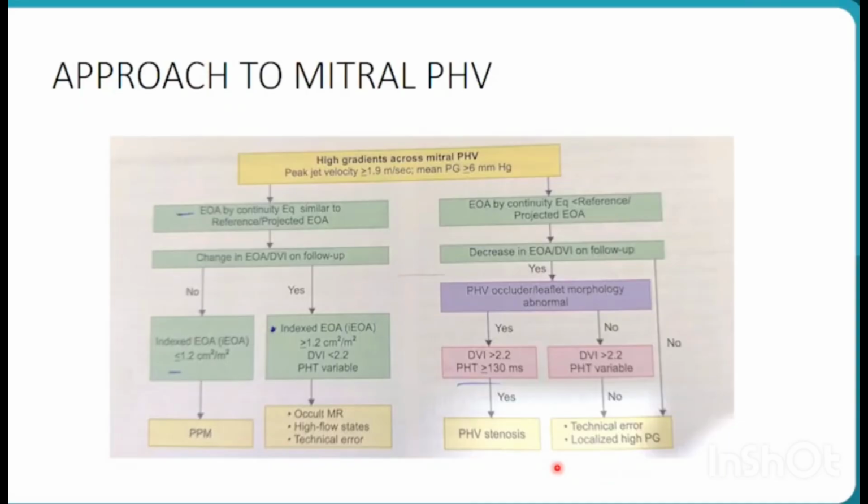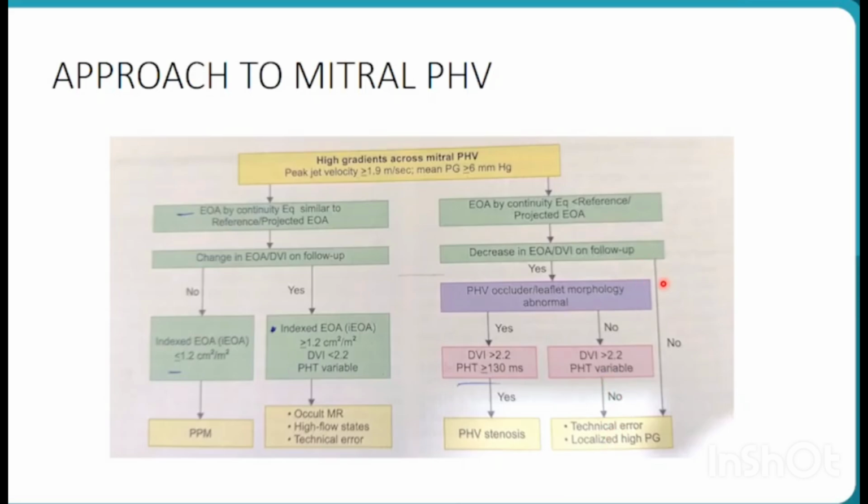Again, this is the flow chart for the mitral valve. So if we have gradients which are more than 6 mm Hg or more than 2 meters per second, then we first see the EOA by continuity equation. Coming to the right hand side of the figure, if the EOA is less than the index EOA, or there is a decrease in the EOA or DVI at the follow up, then we calculate the DVI. If the DVI is more than 2.2 and PHT is variable, it is clearly a technical error.